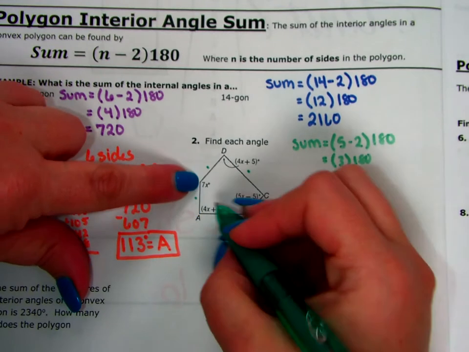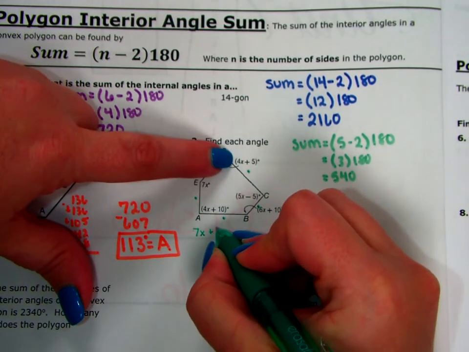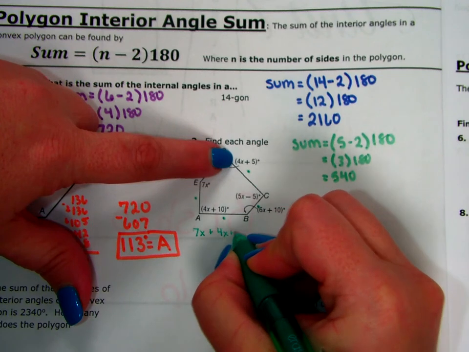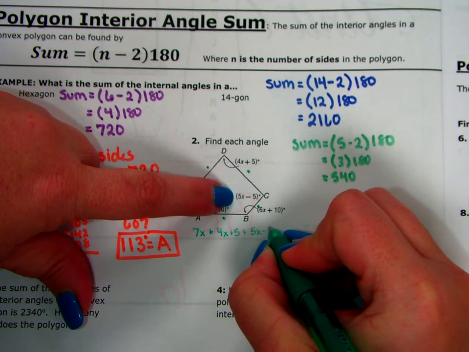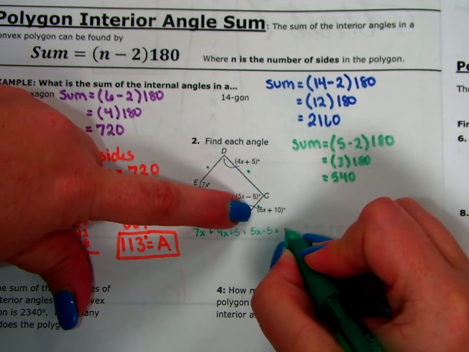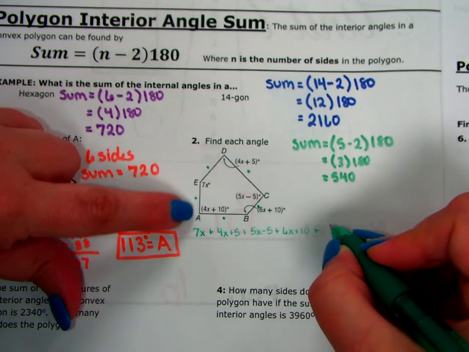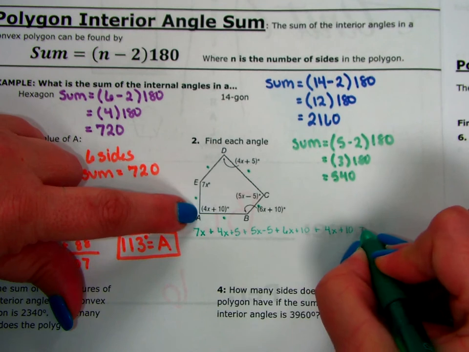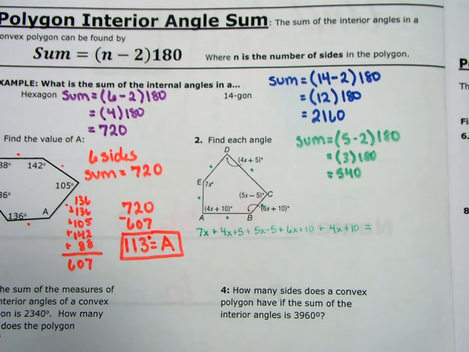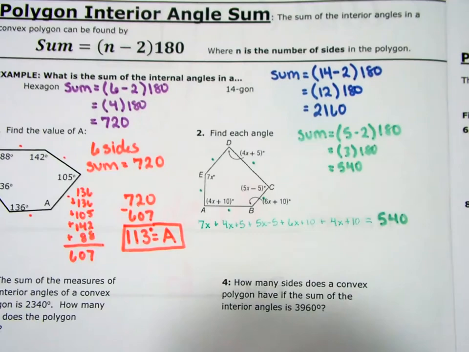So if I do this, I'm going to start here with 7x. If I do 7x plus 4x plus 5 plus 6x plus 5x minus 5 plus 6x plus 10 plus 4x plus 10. I know those are all going to equal 26x plus 20. On this side they equal 540.